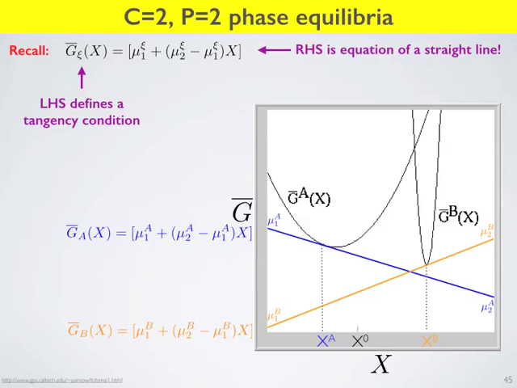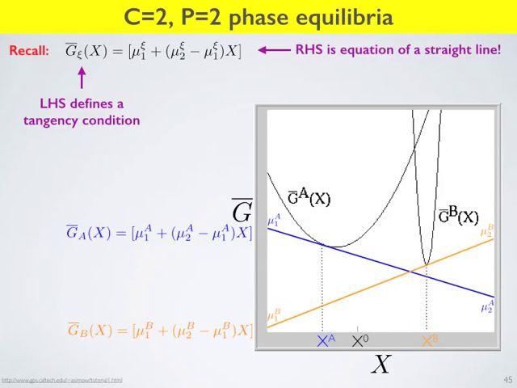You can play the same trick with phase B. You can draw the tangent line, and you will see that on the right-hand intercept here, you get the chemical potential of component 2 in phase B, and on the left-hand side, you get the chemical potential of component 1 in phase B. So just by graphical solution procedures, we're able to draw some tangent lines, and they tell us the chemical potential of each component in each phase, just by looking at the intercepts. So no equations here, just drawing some lines on a graph, and we get the chemical potentials by the intercepts of these lines with the walls, so with X equals 0 and X equals 1.